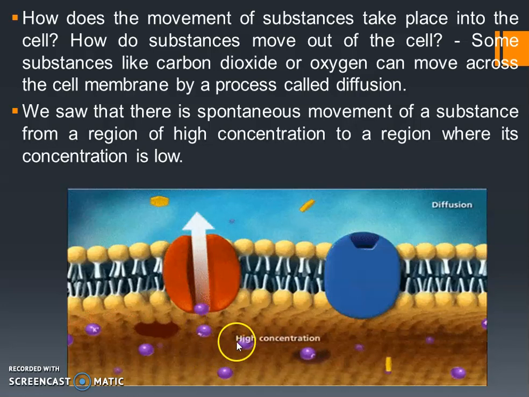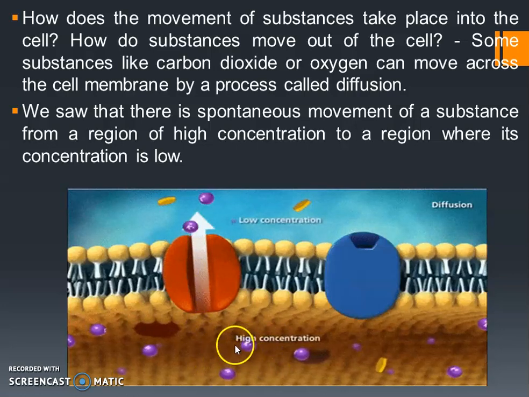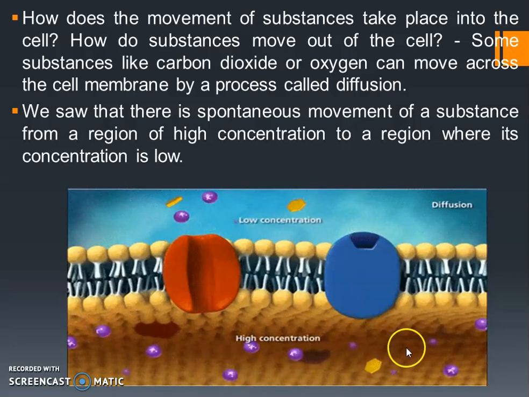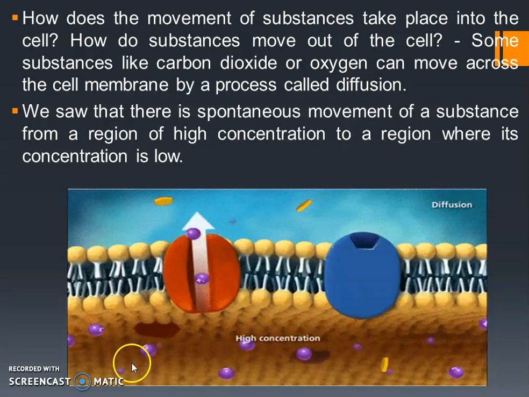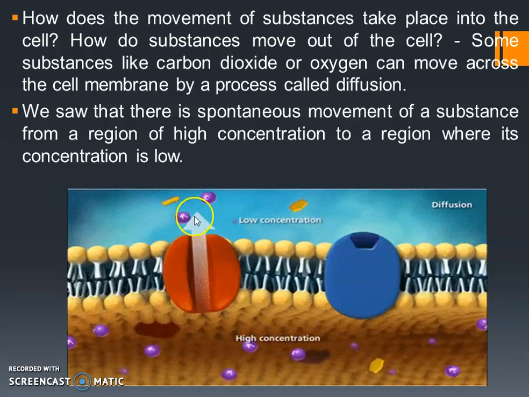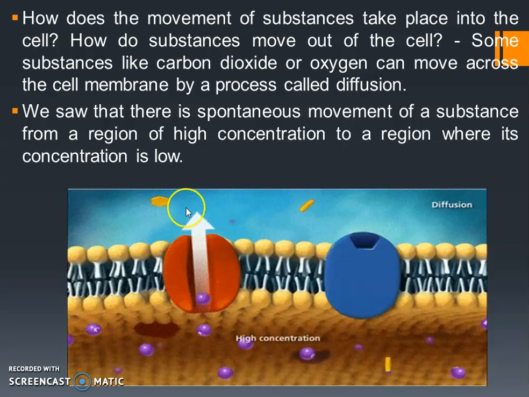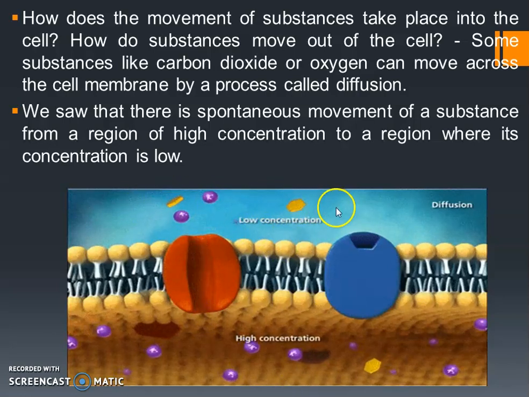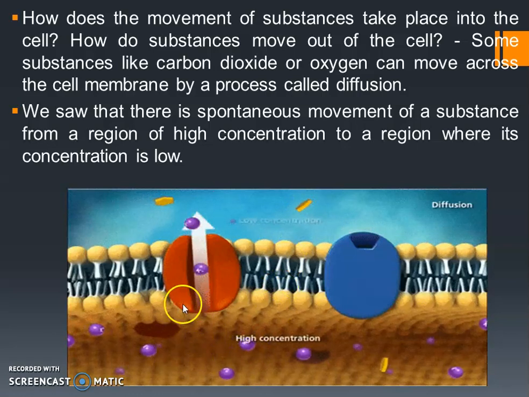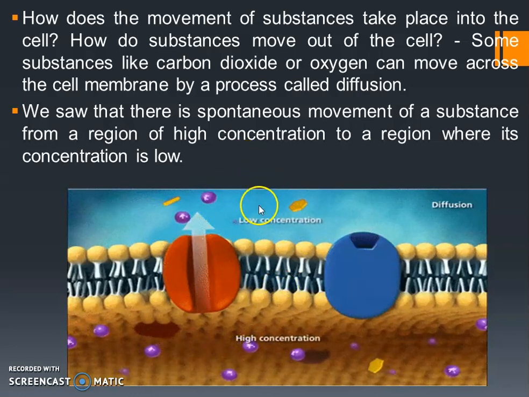So suppose think that this is oxygen. Okay, so this oxygen is seen in the outer surface in a larger amount. Now the inner surface does not have the presence of oxygen. So what will happen? The oxygen from the outer surface will enter into the inner surface.